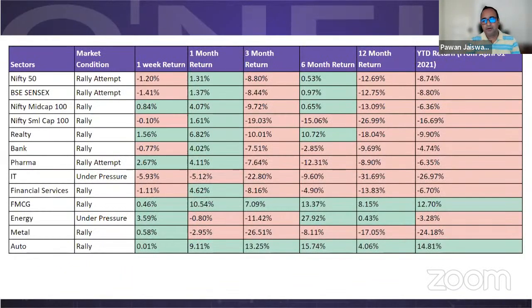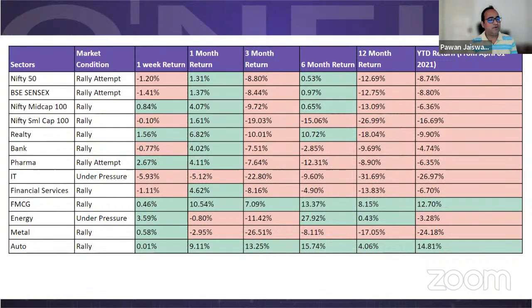Now, this is the glimpse of overall market condition or overall market direction as per O'Neill methodology of market direction. If you see the market direction as per O'Neill methodology, almost all major sectoral indices as well as our broader market indices, that is Nifty 50 and Sensex, either are in rally attempt mode or in clear-cut rally attempt. So what is the meaning of that actually?